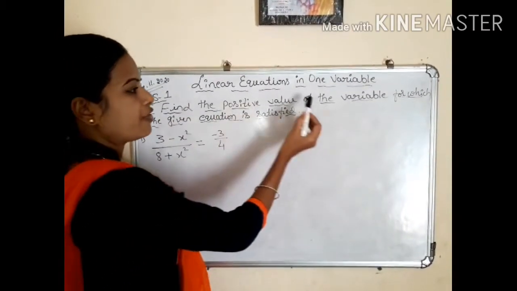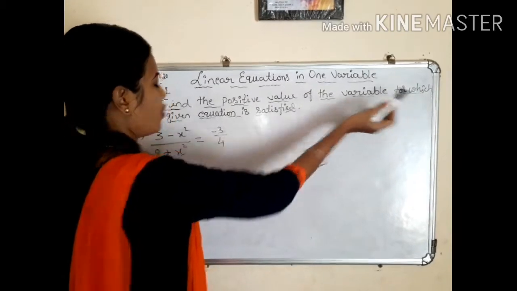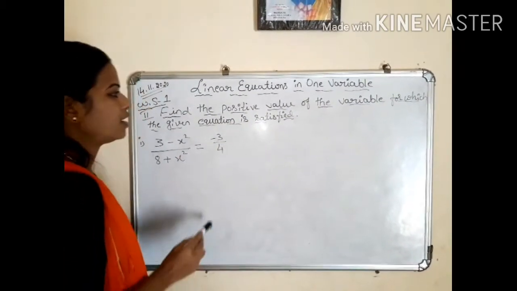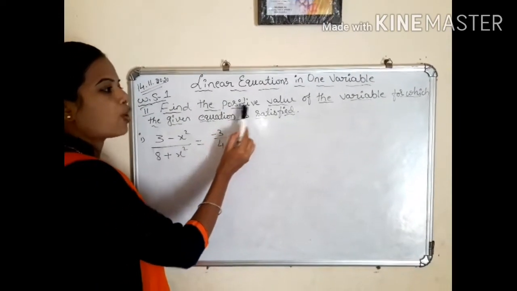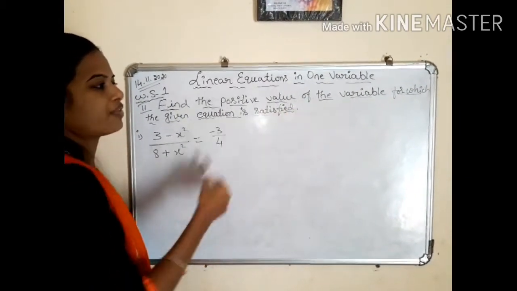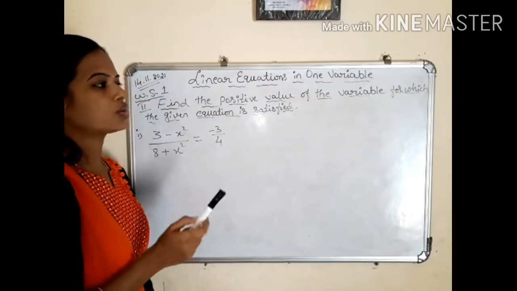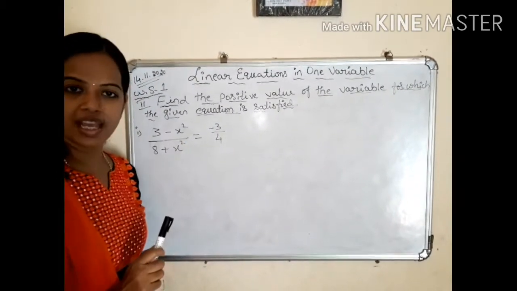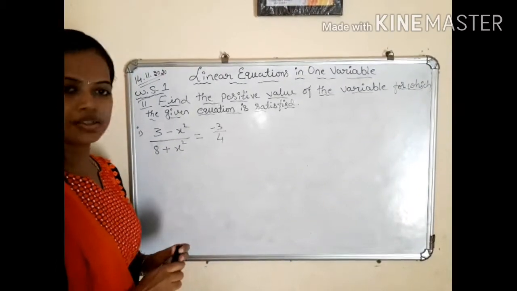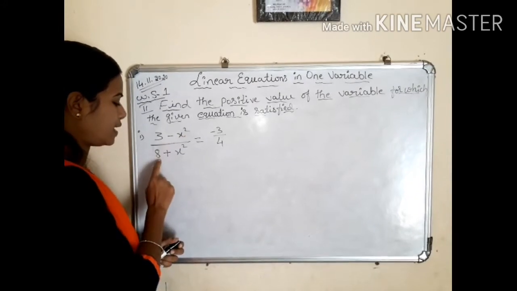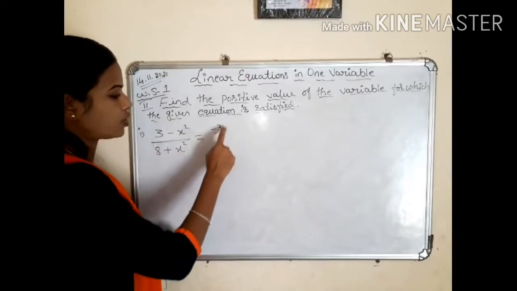Find the positive value of the variable for which the given equation is satisfied. Here you have to find the positive value of the variable. Whatever the variable x, y, z, you have to find the positive value and also verify the equation. Okay. First one is (3 minus x square) divided by (8 plus x square) is equal to minus 3 by 4.